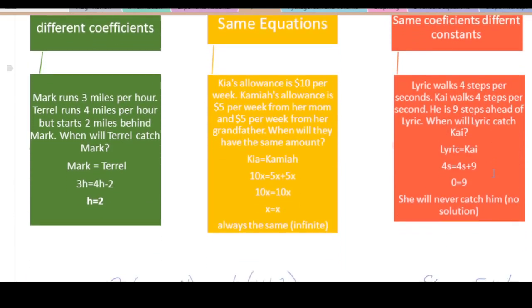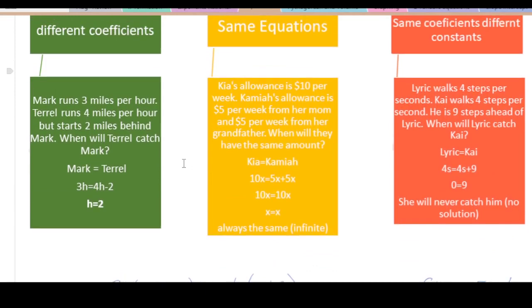As far as what this looks like in a situation, this always has to do with two things being equal, trying to find out when two things are equal. So in this first situation, right, Terrell's running faster, but he's starting behind. So we know that there is a way for him to catch up, and that's why these variables are the same. So 3 miles an hour, we want to know when that 3 miles an hour is going to be equal to 4 miles an hour, but being 2 miles behind.